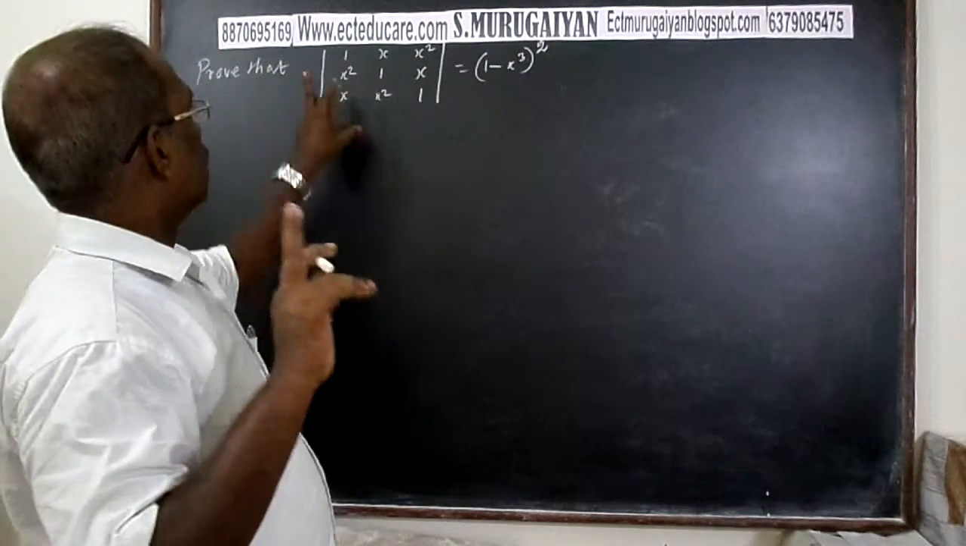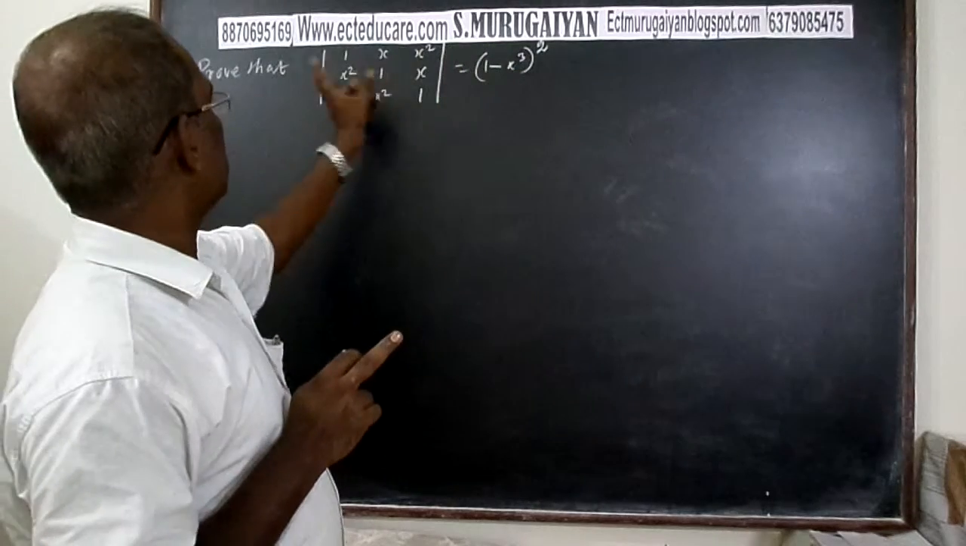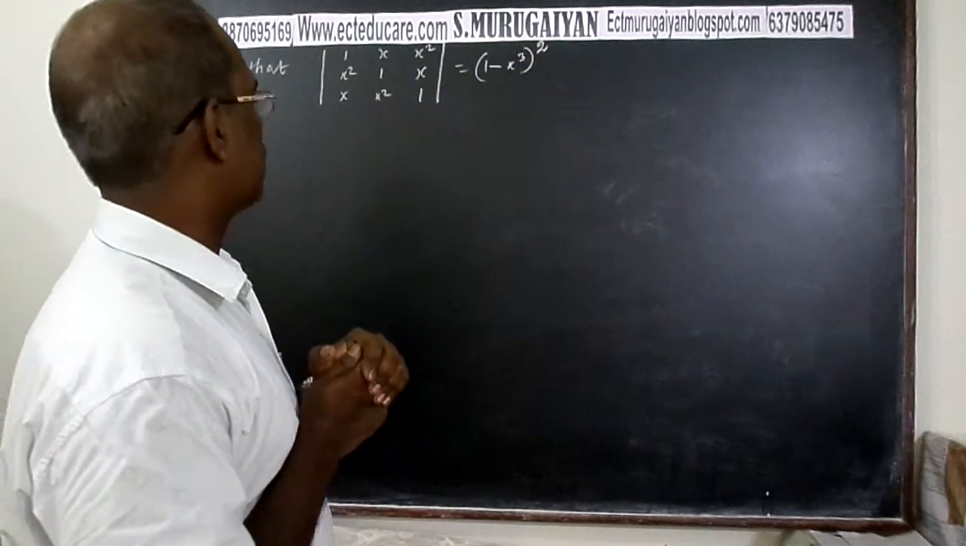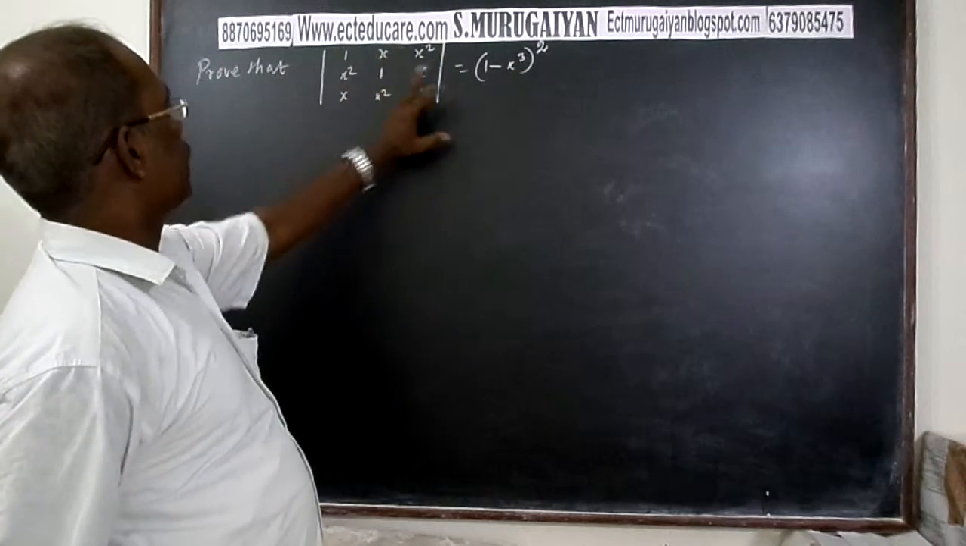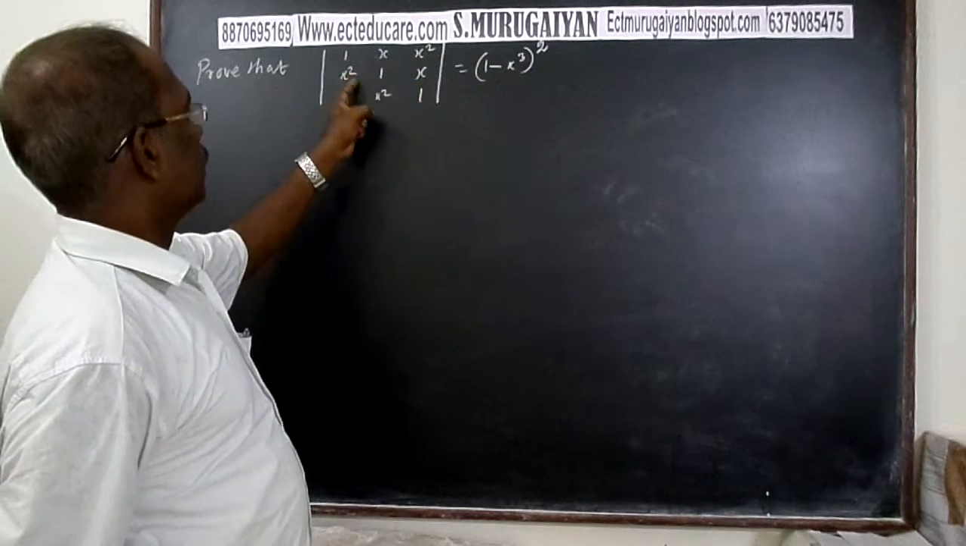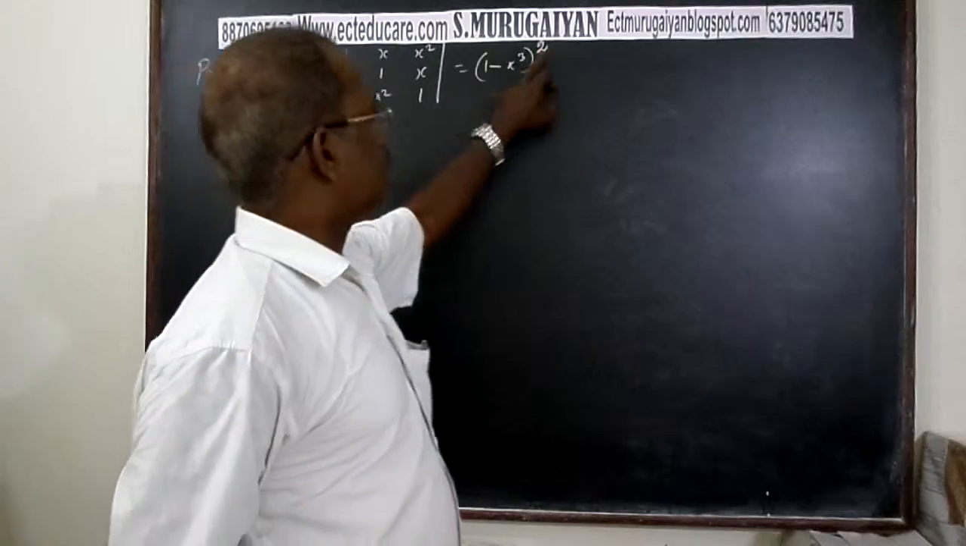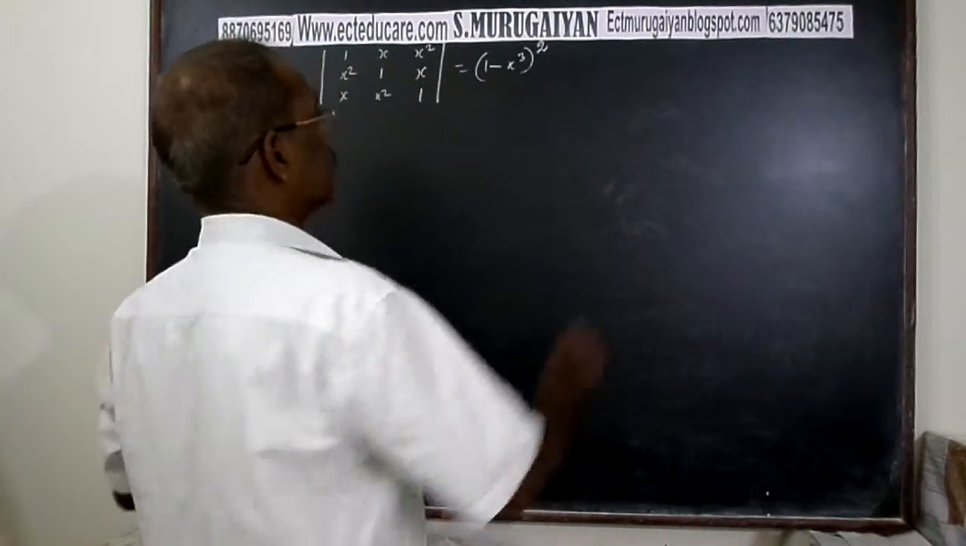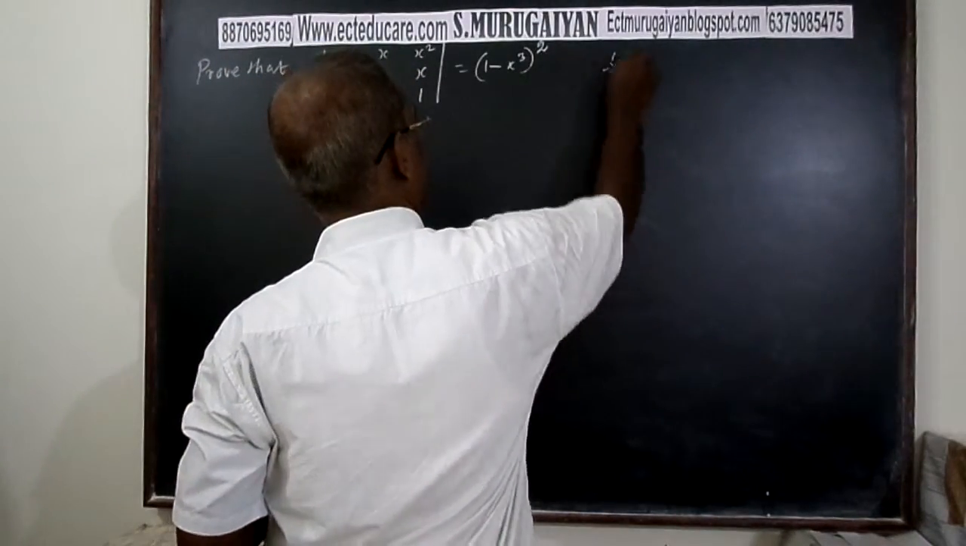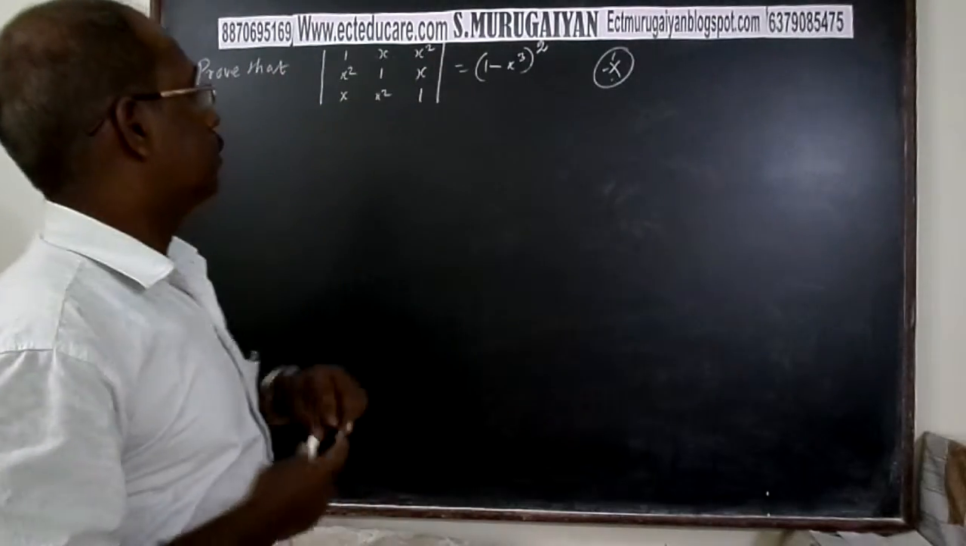Hello student, and today's class is a few questions on determinants using properties of determinants. Now what is the question? The determinant with rows 1, x, x square; x, x square, 1; x square, 1, x is equal to (1 minus x cube) the whole square. So this also is a nice question from inside the book.